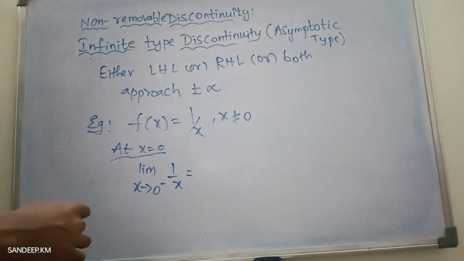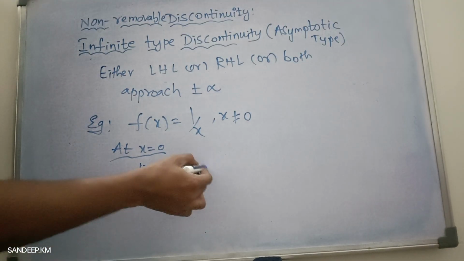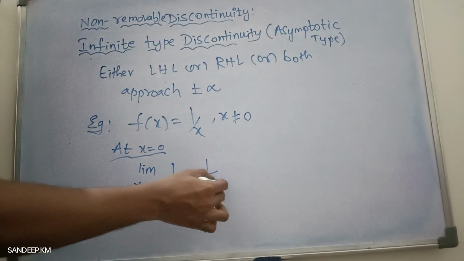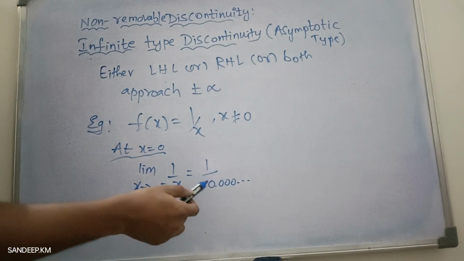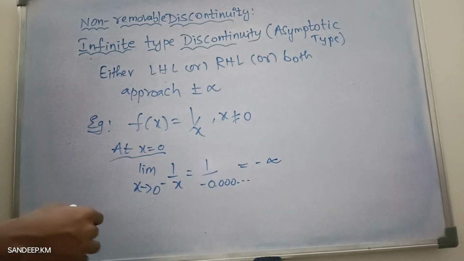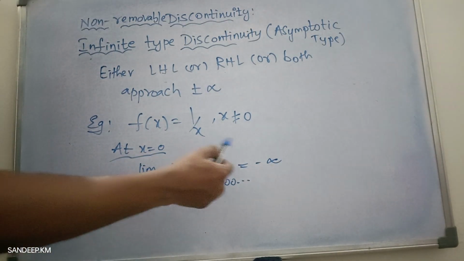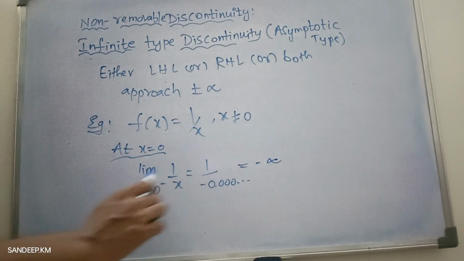Already in the limits chapter we have discussed this. x is approaching 0 minus. What is the meaning of it? It is 1 divided by minus 0.00000 and so on. x approaches 0 minus means minus 0.0000 and so on. This is what? Minus infinity. I am not saying that the value is exactly minus infinity, so this value is approaching minus infinity.